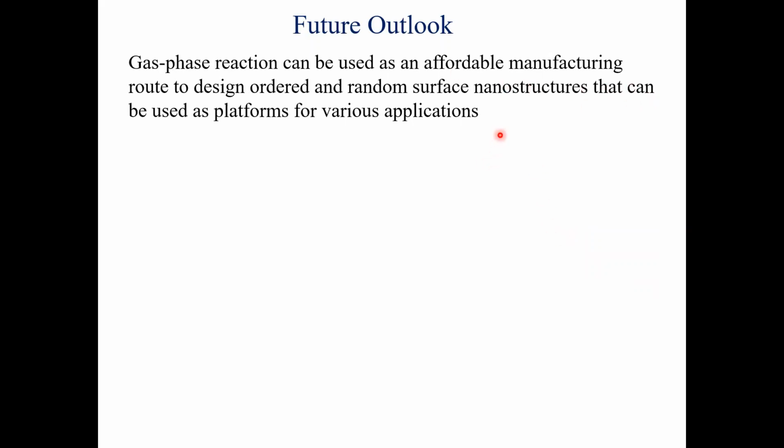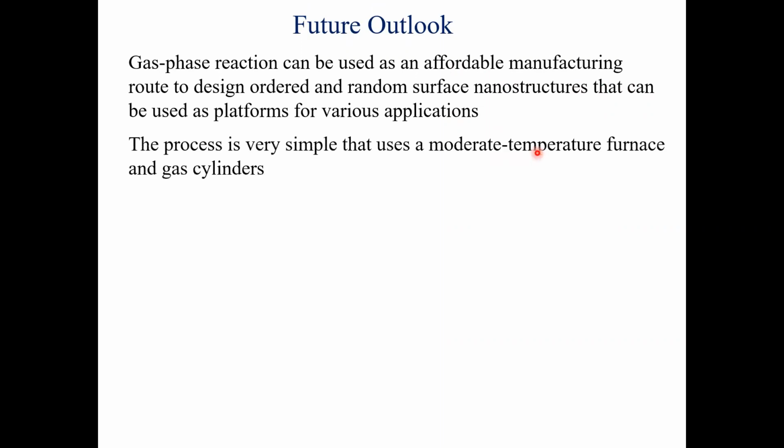So in terms of future outlook, gas phase reaction can be used as obviously an affordable manufacturing route to design ordered and random surface nanostructures that can be used as a platform for various applications like gas sensing, catalysis, biological cell interaction, biomedical or bioengineering. This process is very simple, using a moderate temperature furnace and gas cylinders, so it can be done in any lab.